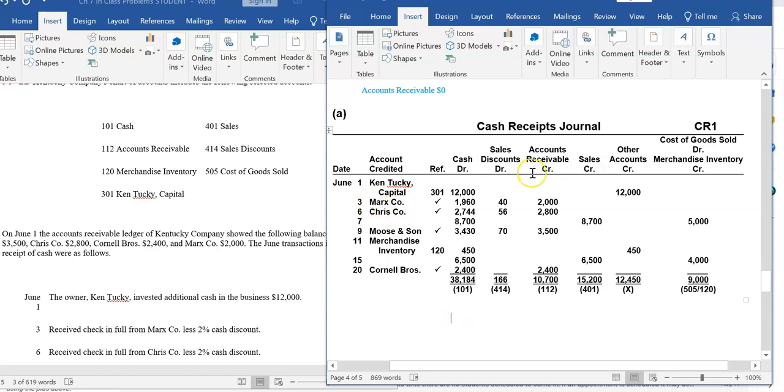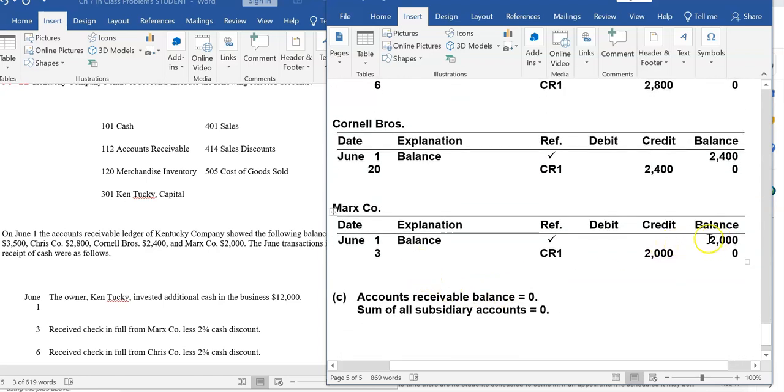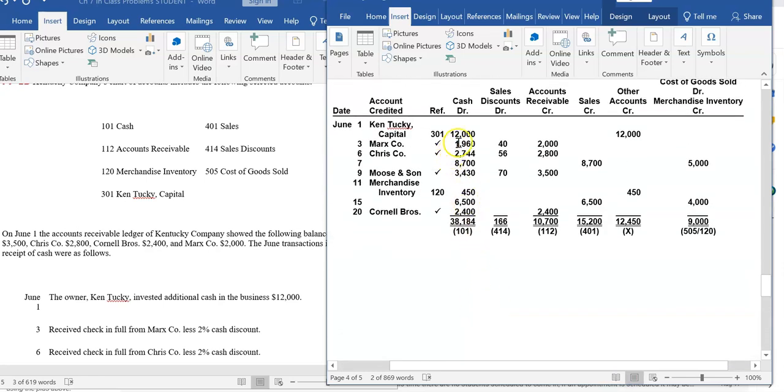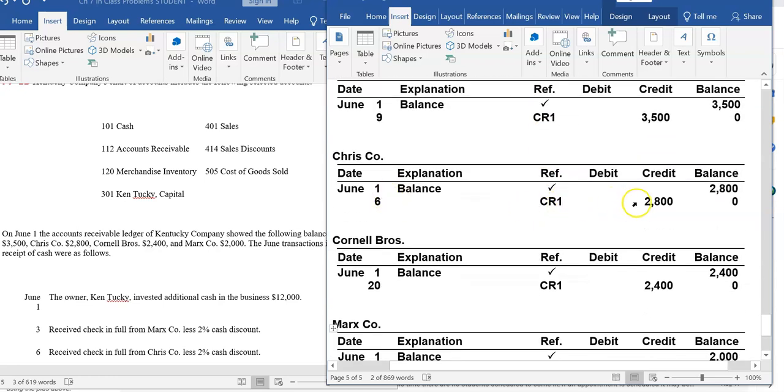So for Mark's Company, we are going to be crediting their account $2,000. Going down to Mark's, here is their credit for the amount of their payment, bringing their balance down to $0. We also need to record a decrease to accounts receivable, but instead of doing it with every customer payment, we're going to wait and do it in total at the end of the month. Here's Chris Company's credit of $2,800, bringing their balance down to $0.